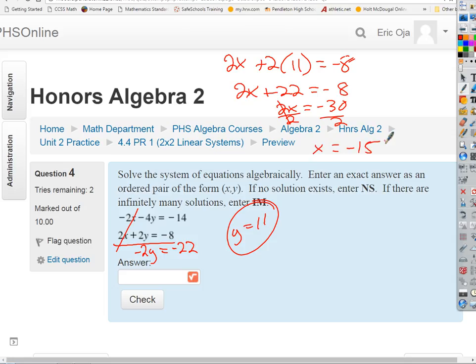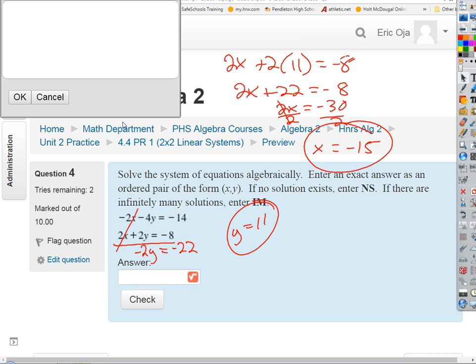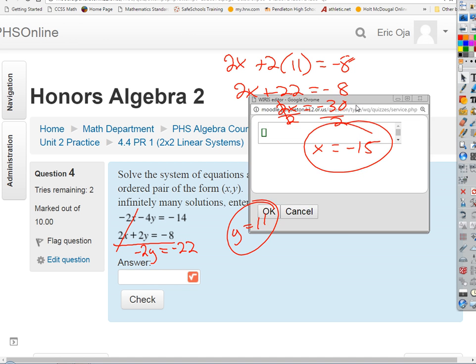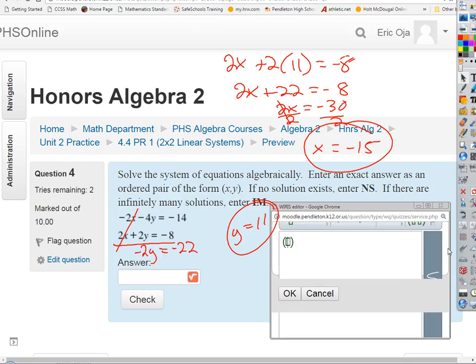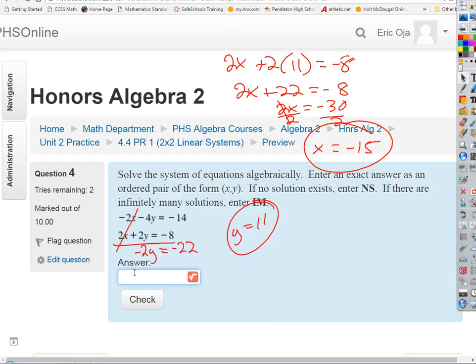Being as we did get a solution here, we want to write this solution as an ordered pair. So, oops, I meant for this to be already open for you, but I can fix that later. We don't even really need to use that. We can just put it in right here also. So we get negative 15, 11.